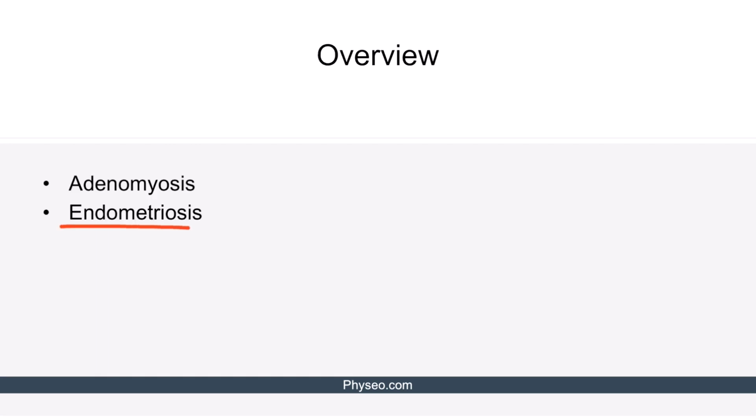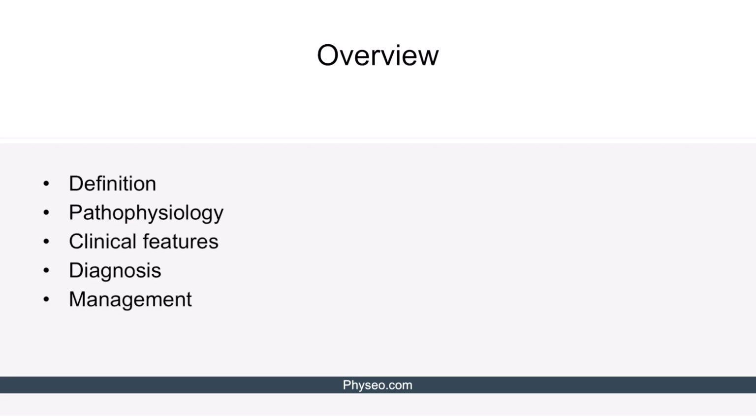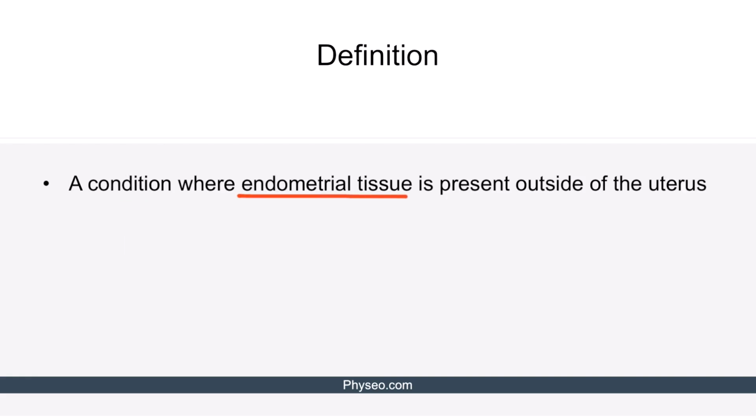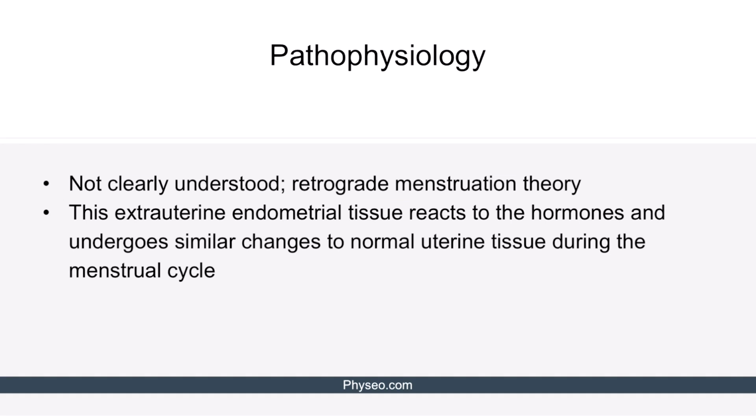Okay, let's move on to the last topic, endometriosis. Here is the sequence in which we'll be discussing endometriosis, beginning with the definition. Endometriosis is a condition where endometrial tissue is present outside of the uterus. The exact pathophysiology is not clearly understood, although the theory of retrograde menstruation has been proposed.